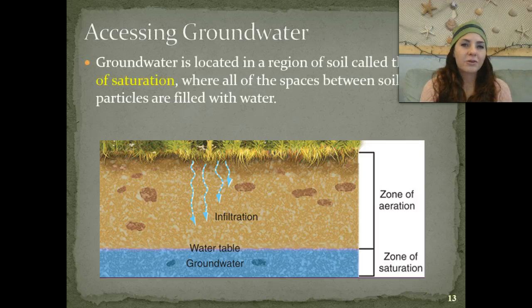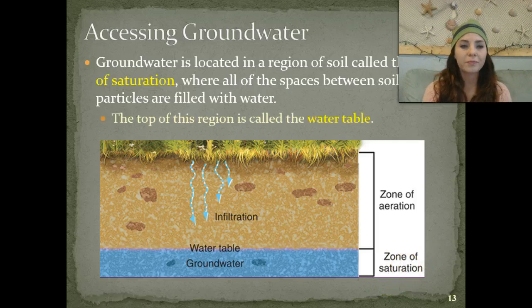So how do we access groundwater? Well, groundwater is located in a region of soil called the zone of saturation. This is where all of the spaces between the soil particles are filled with water. So we have our zone of aeration, and then right here, our zone of saturation. And again, that's where all of those spaces between soil particles are going to be filled with water.